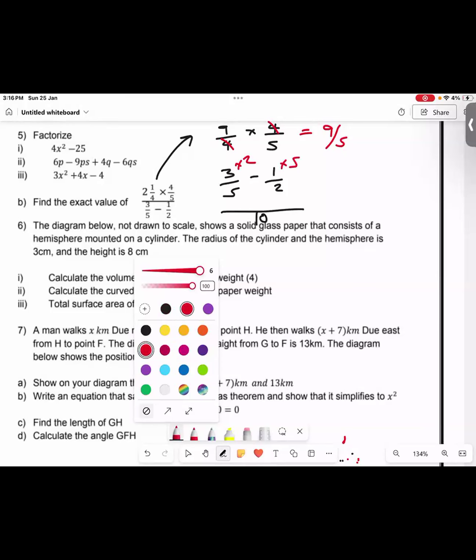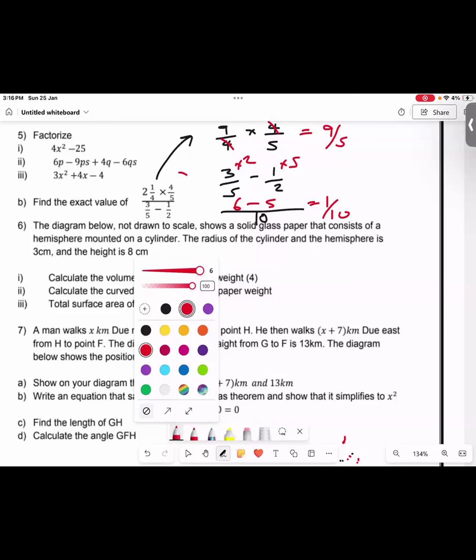5. Very good. Now 3 times 2 is? 6. And 1 times 5 is? 5. So we end up there nicely with an answer of 1/10. So notice now that we have 2 answers. One at the top, which is 9/5, and one at the bottom, which is 1/10.